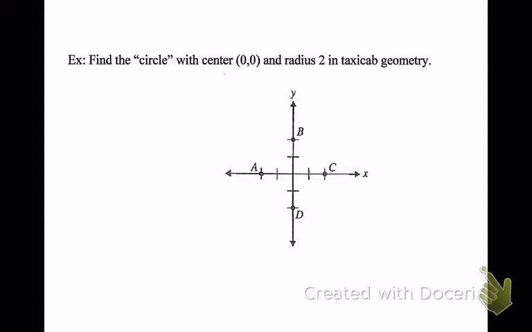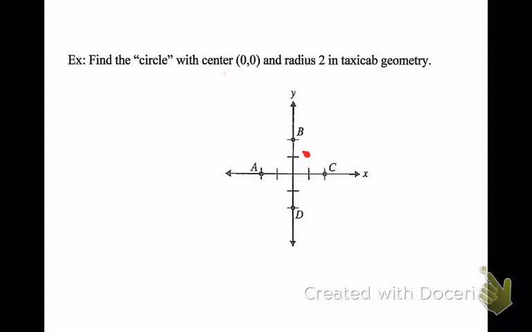Let's apply some taxicab geometry. Find the circle. The circle's in quotes because it may not necessarily look like a circle that we're used to. Find the circle with center O and radius 2 in taxicab geometry. Somebody give me a point that would be on this circle. Has a radius of 2. Yes, 1, 1. Very good. 1, 1 is on the circle. So we can plot that point. It's 1 over, 1 up. That's a length of 2.